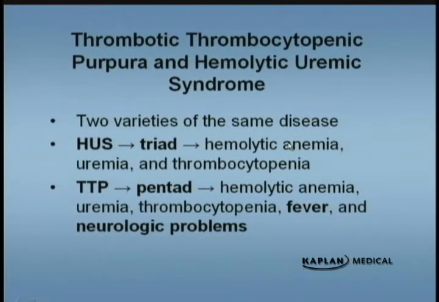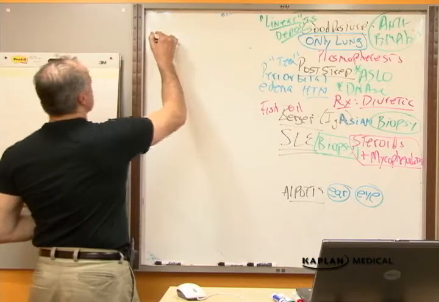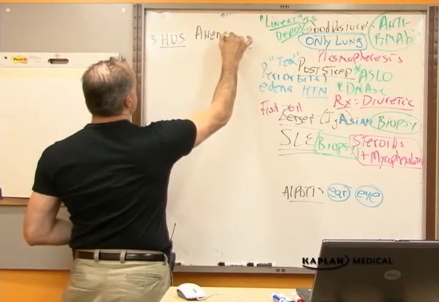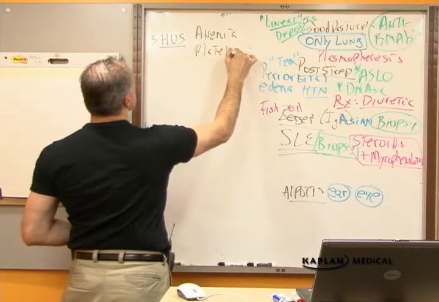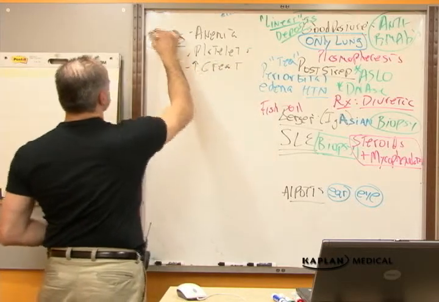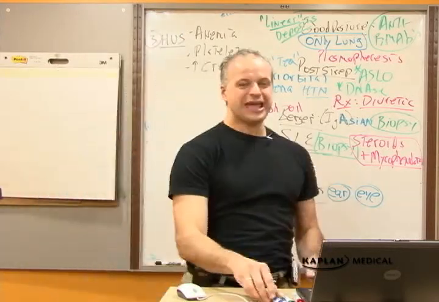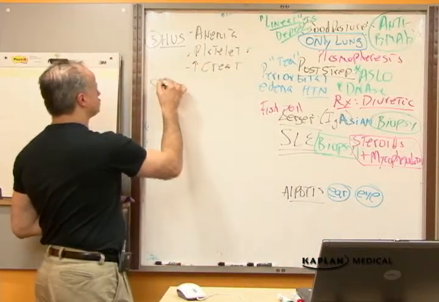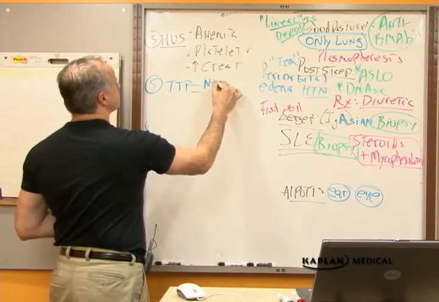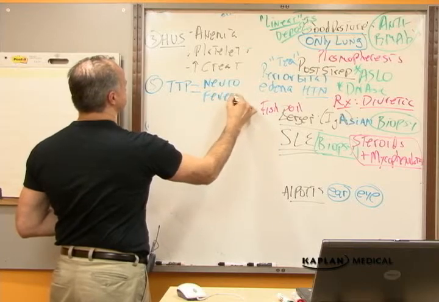TTP and hemolytic uremic syndrome. Now, TTP and hemolytic uremic syndrome are very close to being essentially the same disease. If you have three things with the hemolytic uremic syndrome, hemolysis, the anemia, low platelets, and increased creatinine, those three things are hemolytic uremic syndrome. If you add on two more things to make it 5, TTP is the addition to this of neurological problems and a fever.